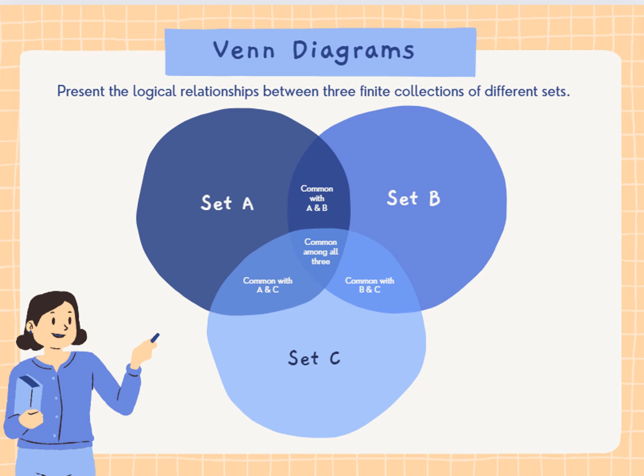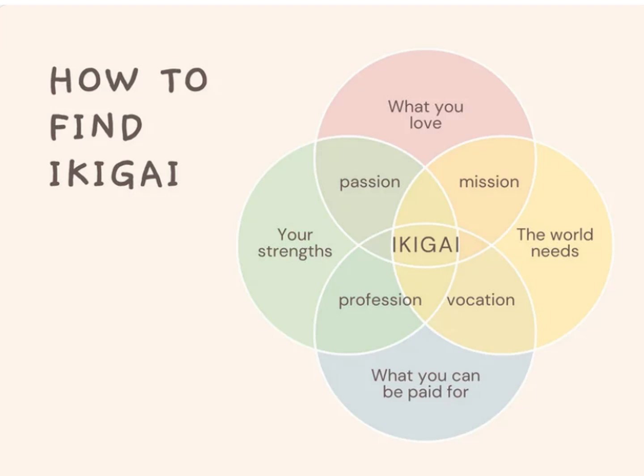To begin with, what you will see here are various examples of Venn diagrams. So this is a three circle Venn diagram. Then this is the one, if you have read the book Ikigai, this will be nothing new. This is a four circle Venn diagram. Ikigai is a very good book. I encourage you to get one and read.